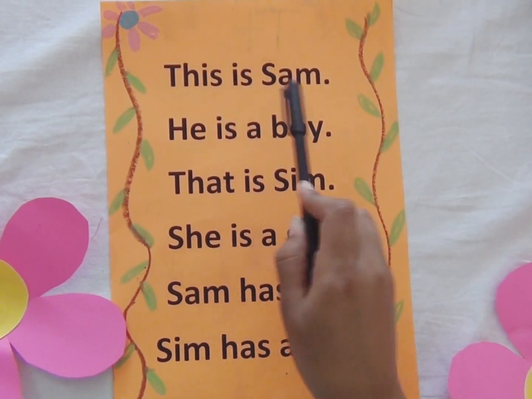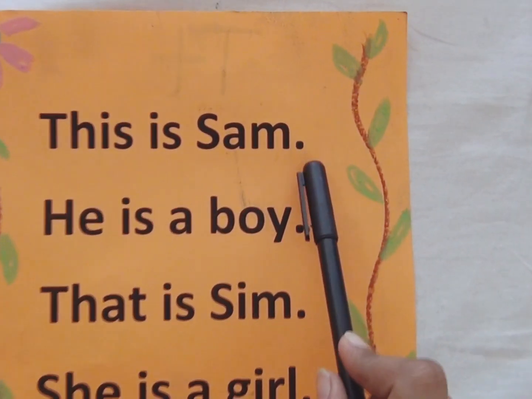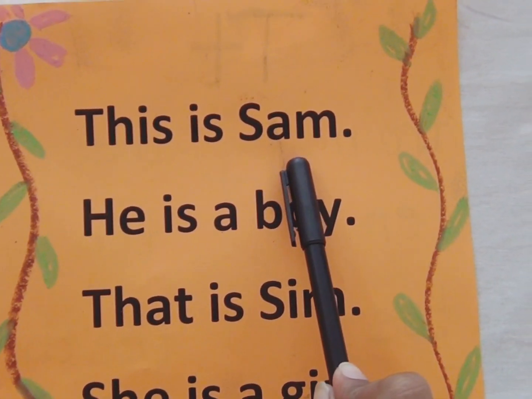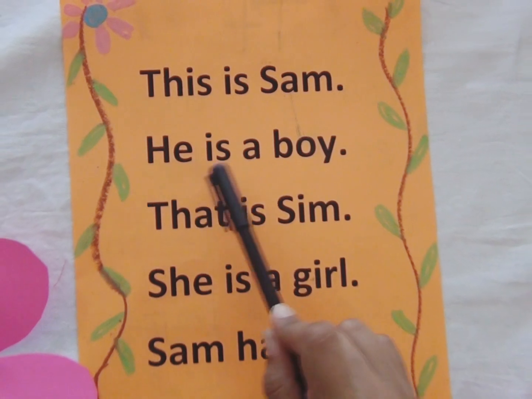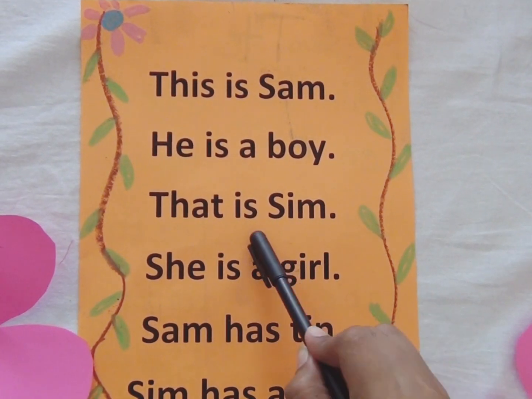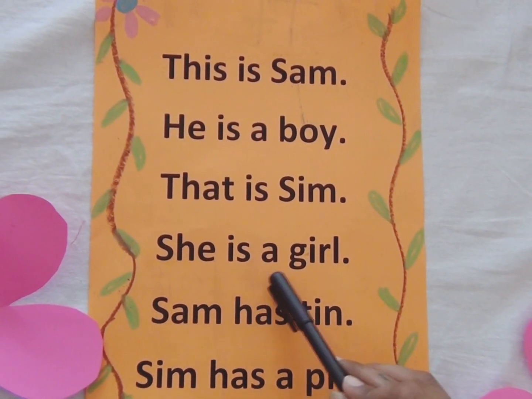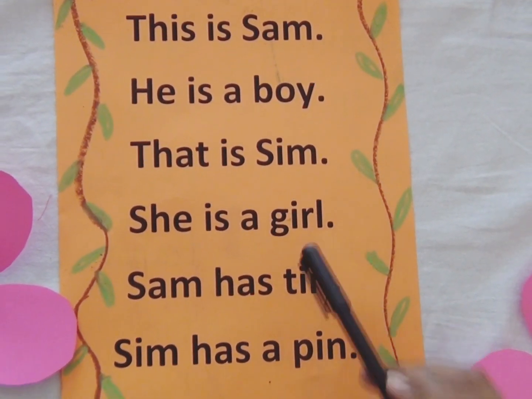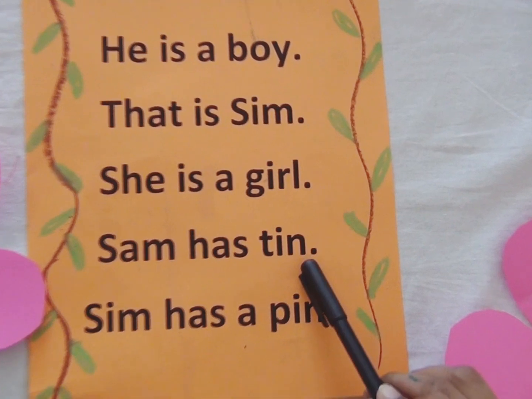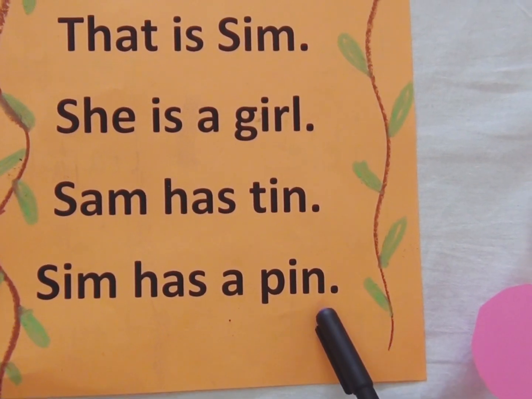This is Sam. Children, see here. There is a full stop, so you need to take a pause. This is Sam. He is a boy. That is Sim. She is a girl. Sam has a tin. Take a pause. Sim has a pin.